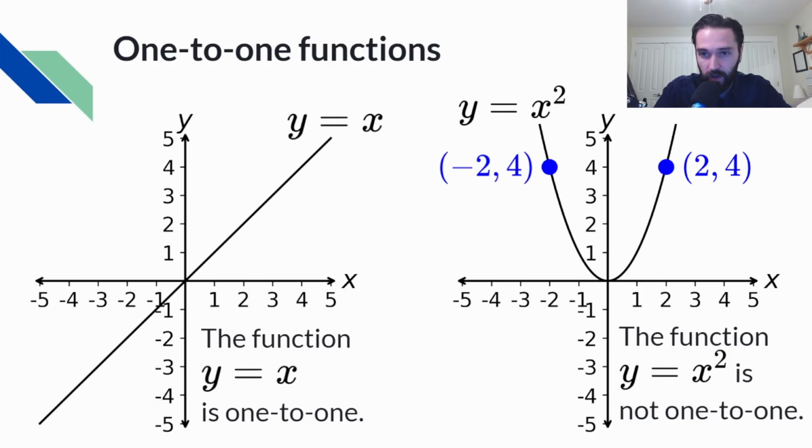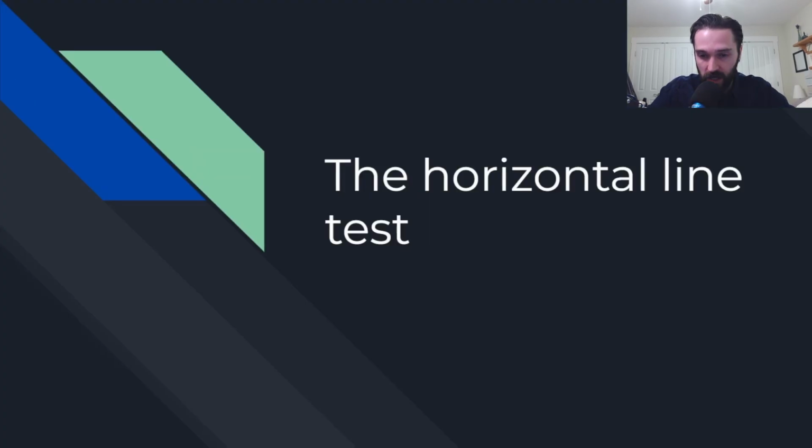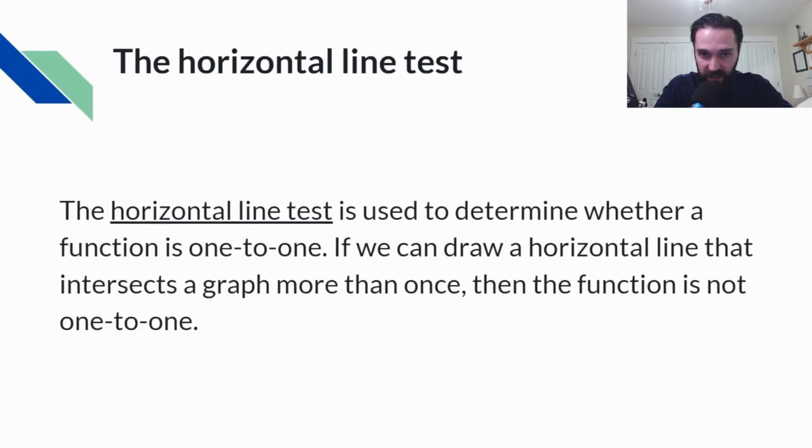So once again, notice that's a little bit awkward and clunky to argue verbally. We need something more elegant, something quick we can use to make a graphical argument. So we're going to use something called the horizontal line test. The horizontal line test is used to determine whether a function is one-to-one. If we can draw a horizontal line that intersects a graph more than once, then the function is not one-to-one.